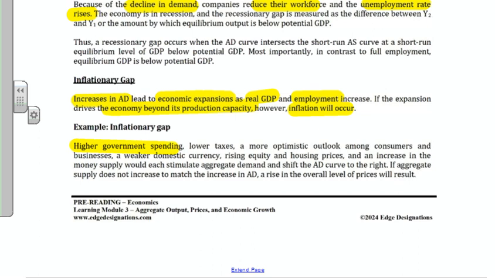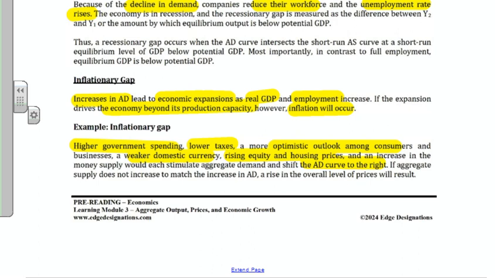Let's have a look at an inflationary gap. High government spending, lower taxes, a very positive outlook among consumers, and a weak domestic currency. It means exports will increase, rising equity and housing prices, all this kind of good stuff is going to cause the aggregate demand curve to shift to the right.